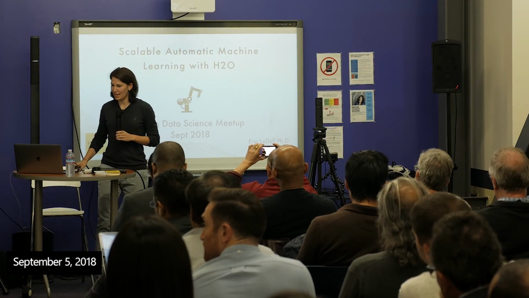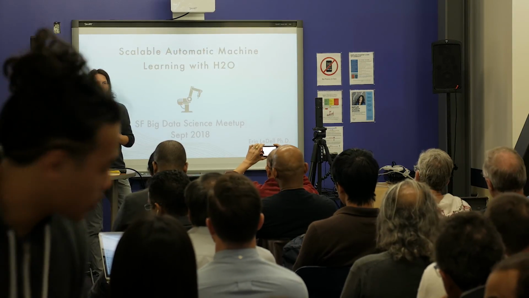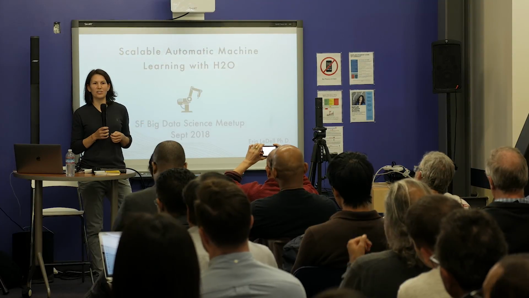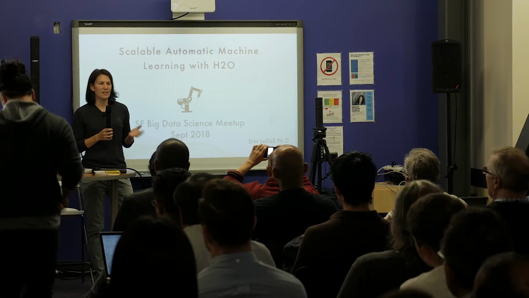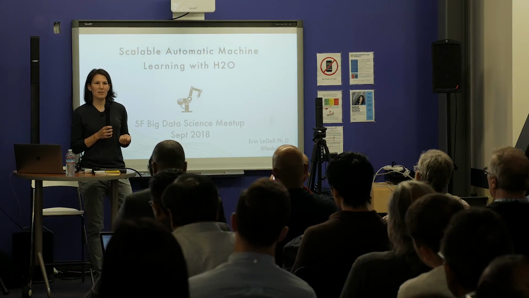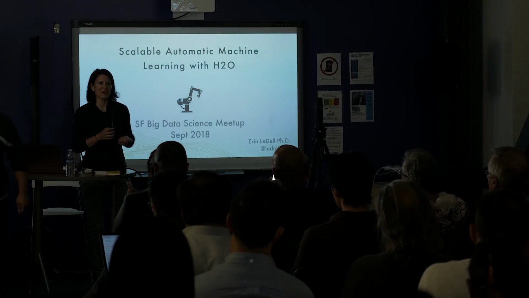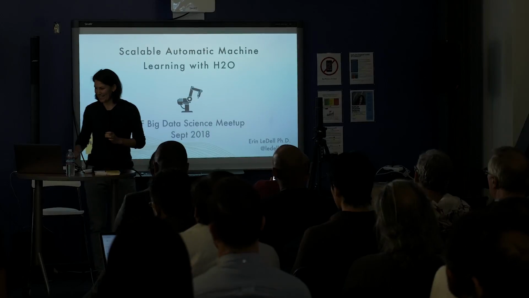So the talk tonight is about automatic machine learning, and more specifically how we do automatic machine learning in H2O. And then I'm going to basically just show you how to do that. So if you have your own data set, you can try it pretty easily, hopefully by the end of the night. It's basically one line of code. So we try to make it easy.